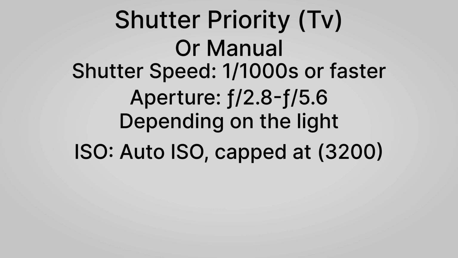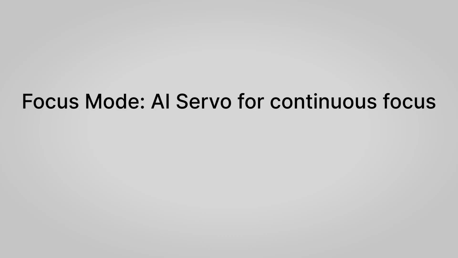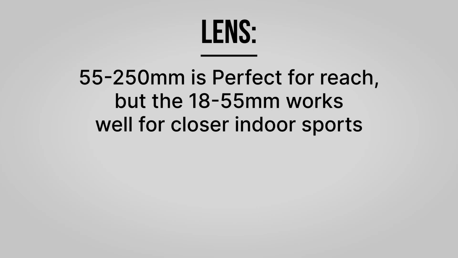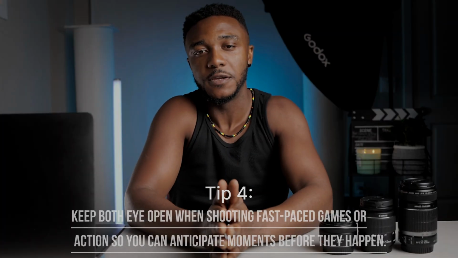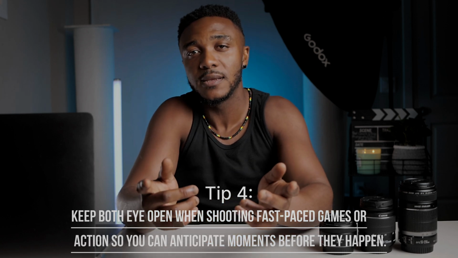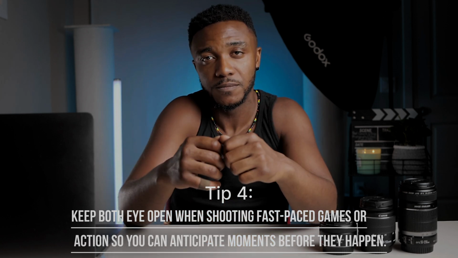ISO: auto ISO capped at 3200. Focus mode: AI servo for continuous focus. Drive mode: high speed continuous. Lenses I use: my 55 to 250 millimeter is perfect for reach, but the 18 to 55 works well for closer indoor sports. Here's a tip for sports photography. Keep both eyes open so that you can anticipate the next movement before they do.